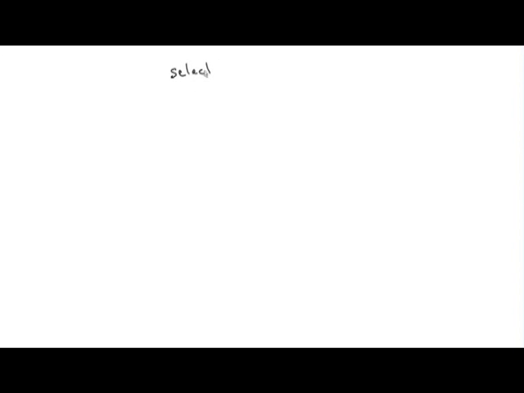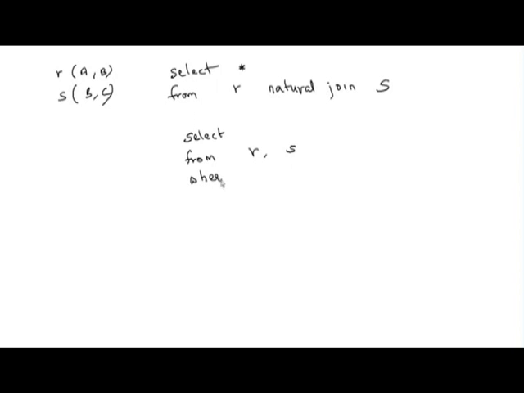So let's say I have a select, I'll do it in the context of SQL, select something star from R natural join S. Let's take R to have the schema AB and S to have the schema BC for simplicity. So R natural join S could equally be written as select, and that star I'll fill in just a moment, from R comma S, where R.B equal to S.B.